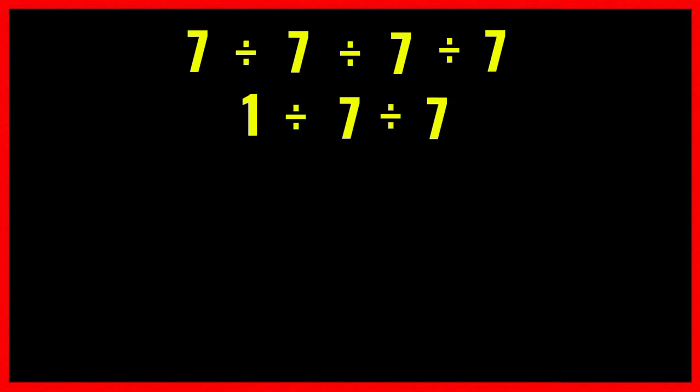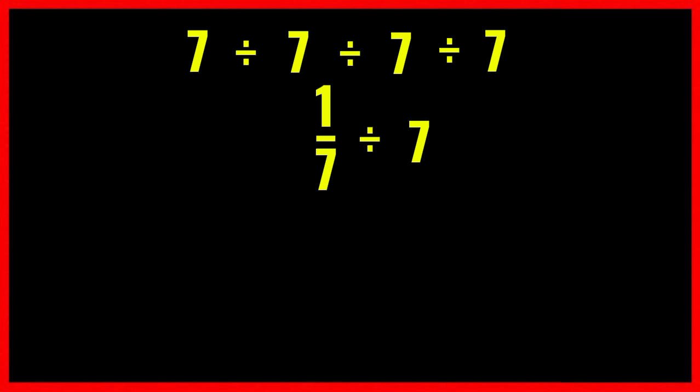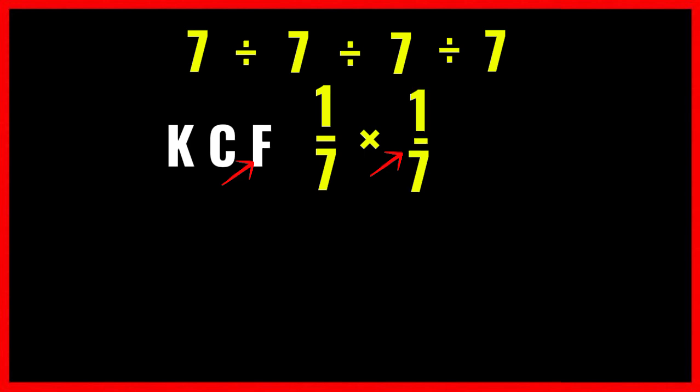Next, 1 divided by 7 can be written as the fraction 1 over 7. So now we have 1 over 7 divided by 7. To divide by a whole number, we can use the KCF rule. K means keep the first fraction. C means change the division sign into multiplication. F means flip the second number into its reciprocal. So we keep 1 over 7, change division to multiplication, and flip 7 into 1 over 7.